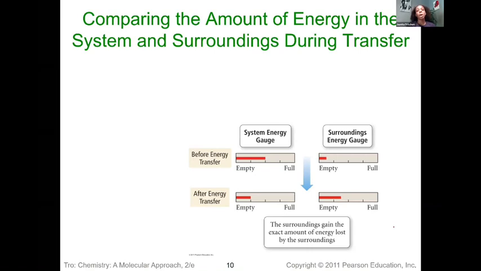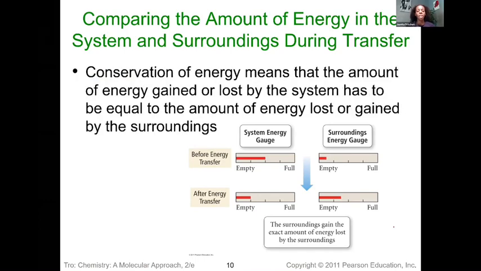Now, a good representative of this law of conservation of energy is shown for you here. And so remember that we can always have energy that is neither created nor destroyed. We're simply either transferring it from one object to another. So what the conservation of energy means is that the amount of energy gained or lost by the system has to be equal to the amount of energy lost or gained by the surroundings. They're going to be equal but opposite. What I gained, you've lost, or what you've lost, I've gained.